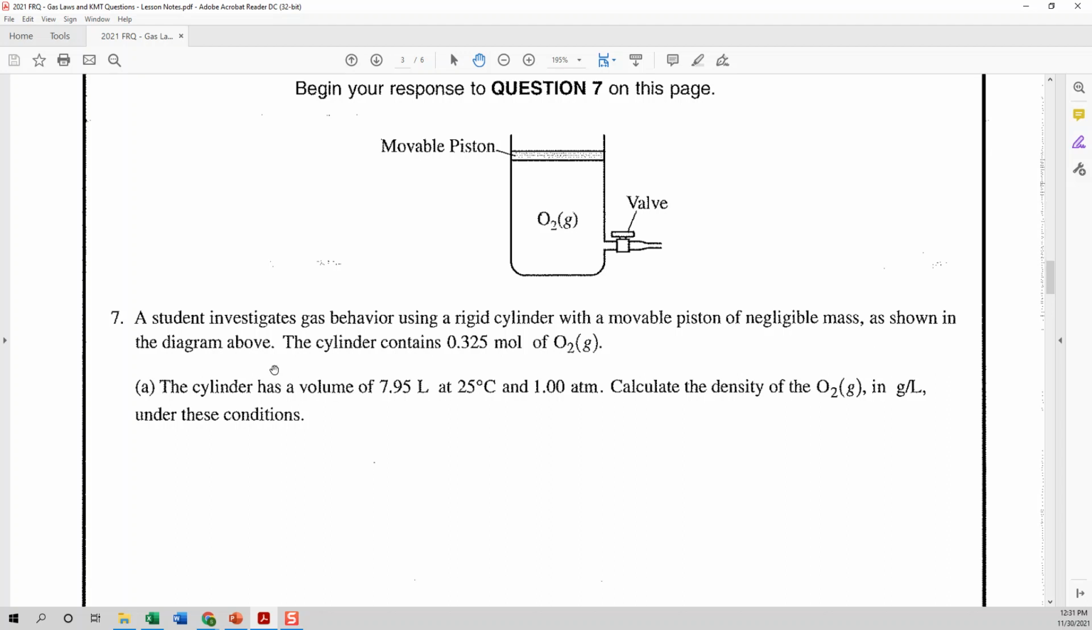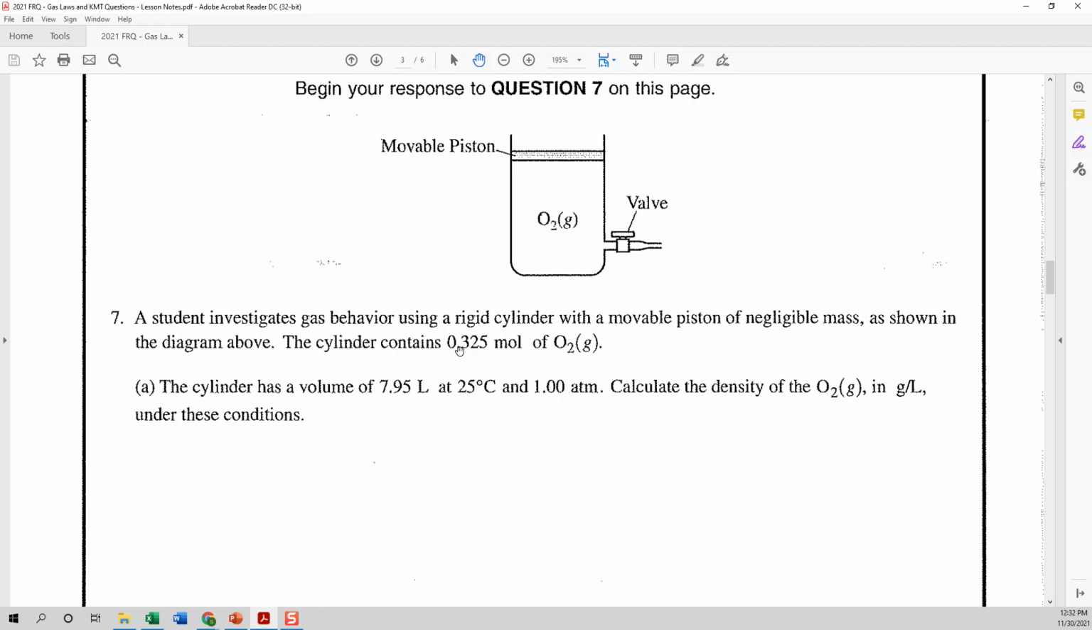So anyway, let's look at this. So we got a movable piston. So what does that mean? It means it's not a rigid container. It means the volume's going to change. So volume can change. A student investigates the gas behavior using a cylinder with a movable piston of negligible mass. So you're just not worried about the mass of the piston, okay? As shown in the diagram above.